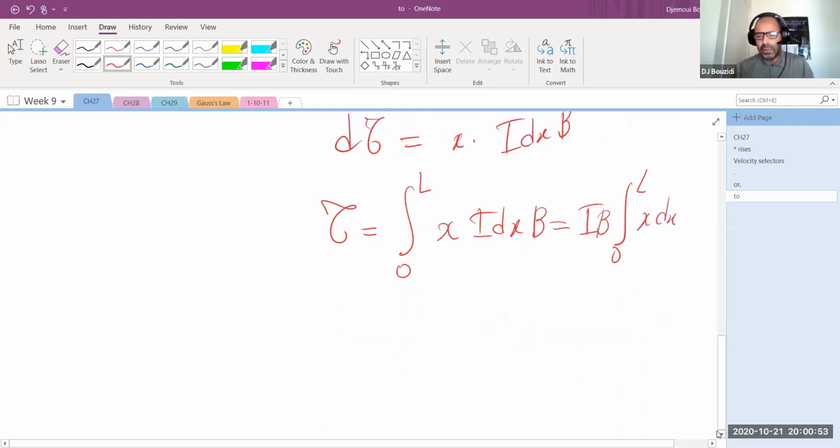Clearly, the integral, if you guys remember from your calculus classes, again, what is the integral of x dx? Can you guys remind me? Just want to make sure that people are following. I'm not talking to myself.